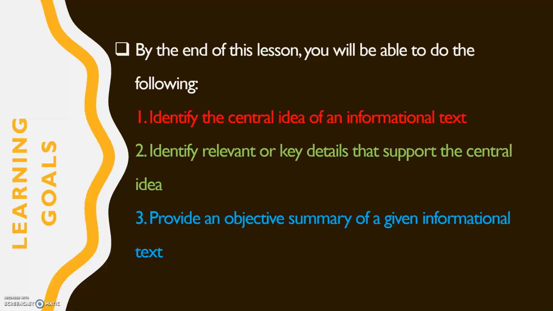So by the end of this lesson, you'll be able to do the following. These are our learning goals for today. You should be able to identify the central idea of an informational text. You should be able to identify relevant or key details that support the central idea. You should also be able to provide an objective summary of a given informational text. And when we say objective summary, we're just saying that you are not using bias. You're not giving your opinion. You're not giving your personal thoughts. You're only providing or stating facts from the text. Now we're going to go on to our next slide.